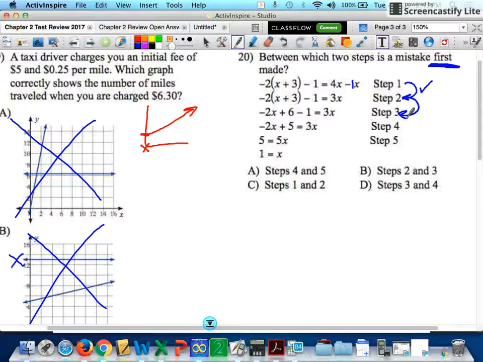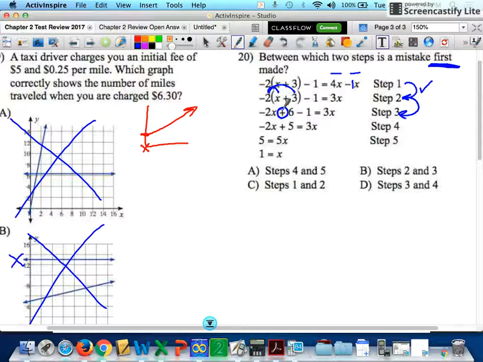Next, we're looking at step 2 to step 3. We first have to figure out what they did. That -2 is still out there, but this time it's attached to the x. So they distributed this 2 in. Whereas last time, they combined like terms. Here they just distributed this -2 in. So -2 times x, our first multiplication, gives us -2x. That's good. -2 times +3 should give us a -6.